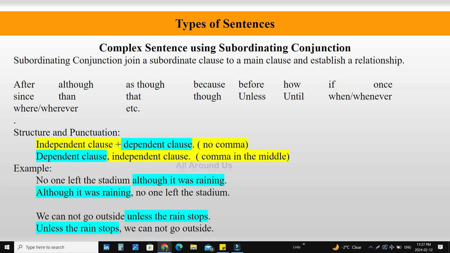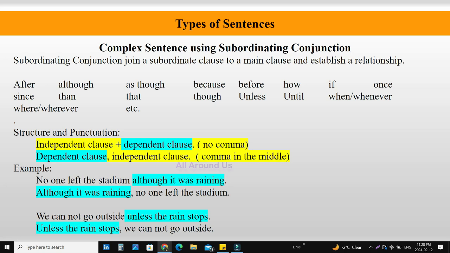Sentence structure and punctuation. When we make a complex sentence, we have to join one independent clause and one dependent clause. If the independent clause starts first and the dependent clause is second, then in between we do not need to put any comma. If the dependent clause comes first and the independent clause in second position, then we have to put a comma in the middle.